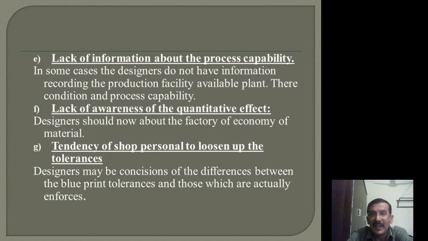Next point is lack of information about the process capability. Process capability is also relevant; six sigma plays an important role. Without knowing the process capability, we can't reach that level. In some cases, the designers do not have information regarding the production facility available at a plant. Plant means an industry, a firm or a company. Designers do not have information regarding the production facility, their conditions and process capability.